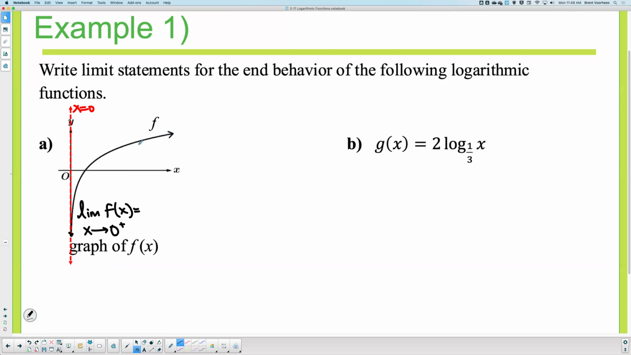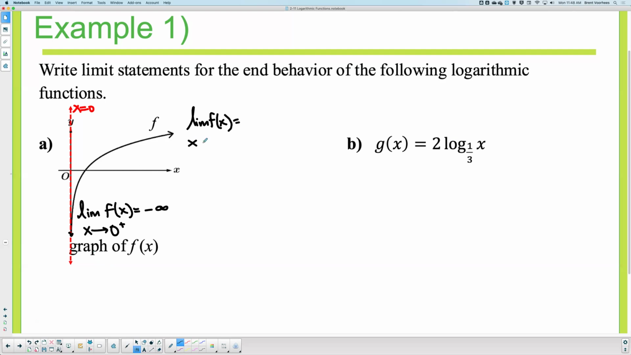Now, what's happening to my graph as I go to the left? Is it rising, falling, getting flat, or stopping at a point? As you go left, it's falling. What symbol means falling? Negative infinity.